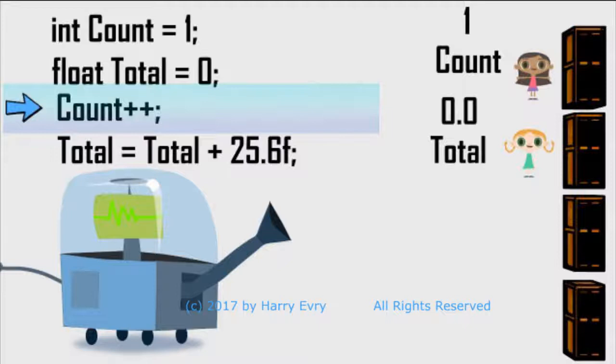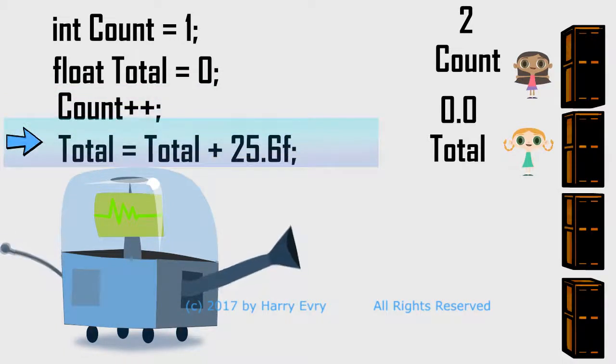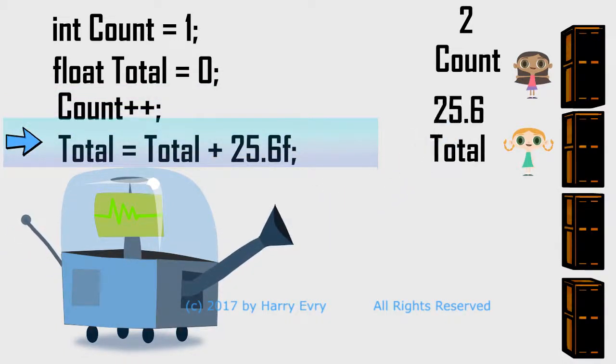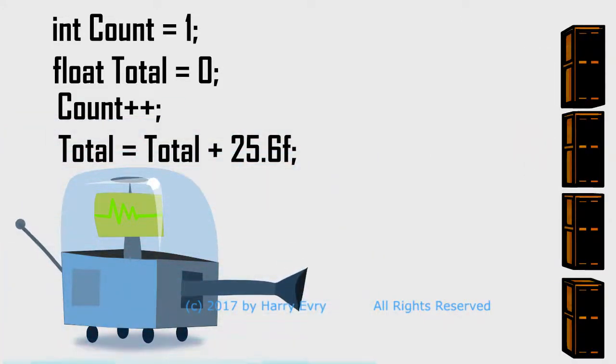Once we've defined these variables, we can use them in our code. Here we simply add 1 to count. Now we tell the microprocessor to add 25.6 to total. Once there is no more code to access our variables, or as we say, they have gone out of scope, the memory will be freed for other data.